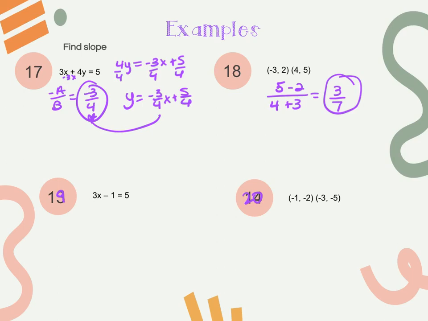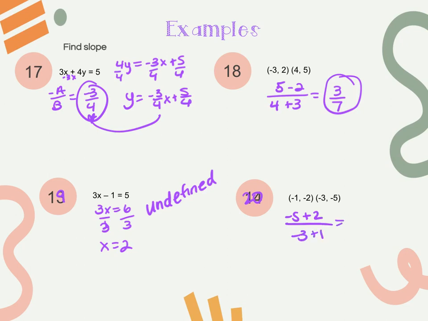Number 19 has an x equals without a y, which tells me what about my slope? Good, it's an x equals, a vertical line, undefined slope. And 20: negative 5 minus a negative 2 becomes plus 2 over negative 3 minus a negative 1 becomes plus 1. Negative 3 over negative 2, which becomes positive 3 halves.